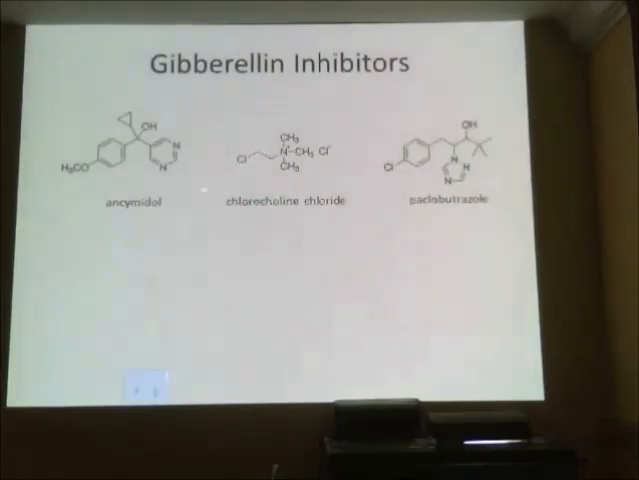acetylated, that is a CH3CO group is attached to it to form what is called acetylcholine, which is one of the nerve transmission molecules. And the last compound here is called paclobutrazol. Again, all three of these act as PGR antagonists, and specifically in this case, they all inhibit gibberellic acid.